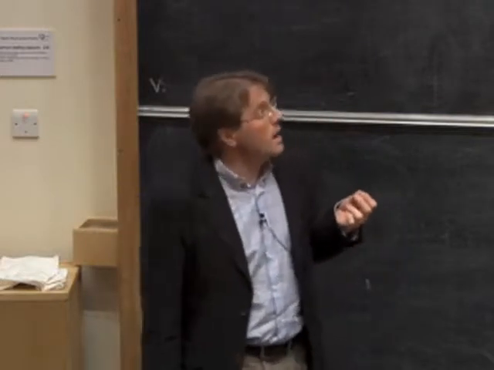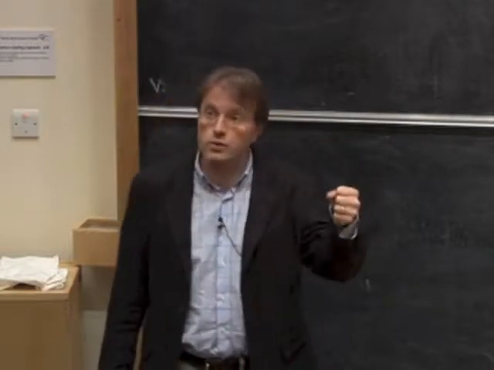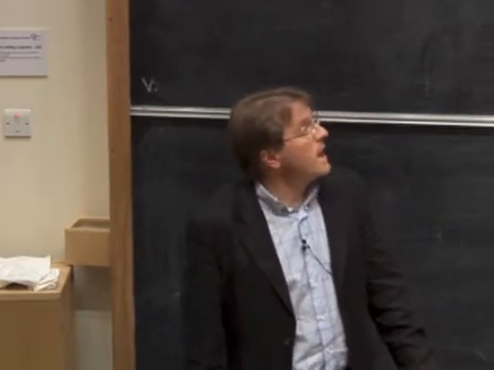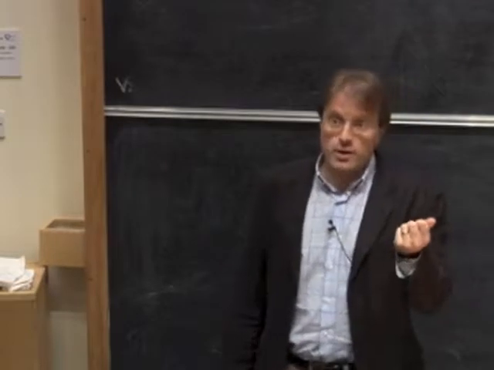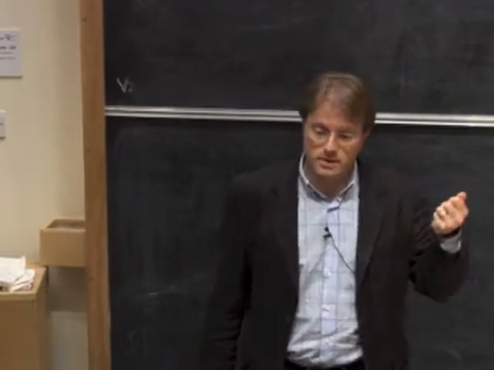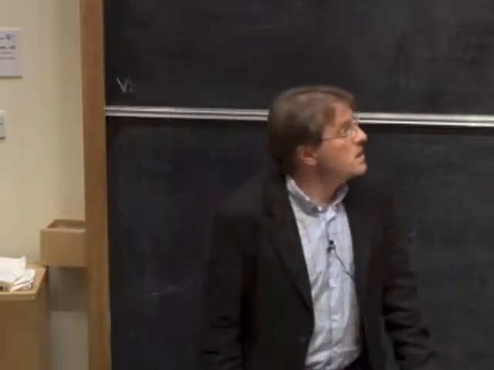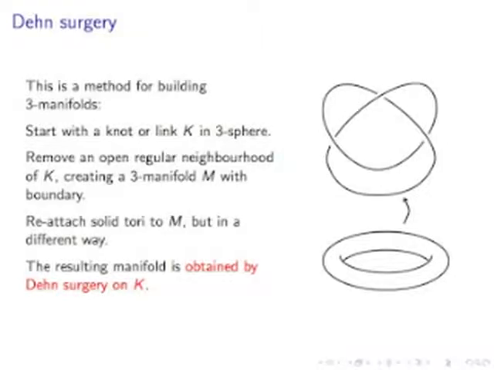And that boundary is a collection of tori, one for each component of the knot or link. So you've removed a collection of solid tori from the three-sphere, and then you glue them back in. You reattach those solid tori to the manifold M, but in a different way from the way they were removed. So the resulting manifold that you create is obtained by Dehn surgery on K.